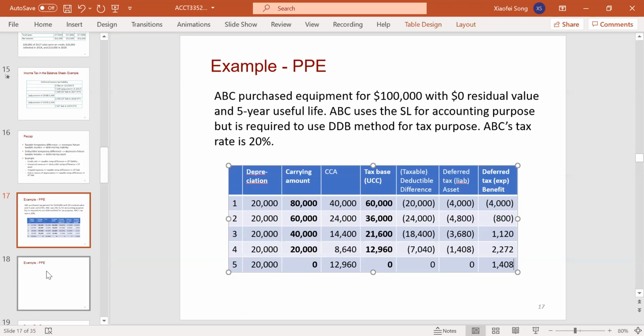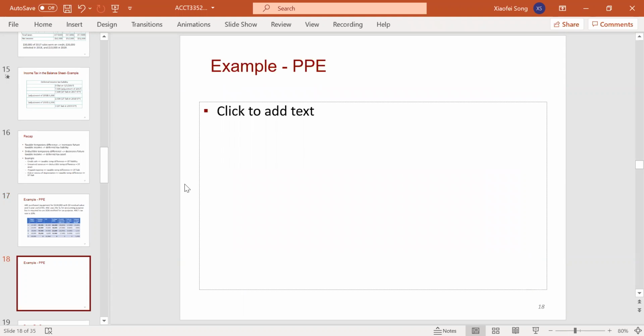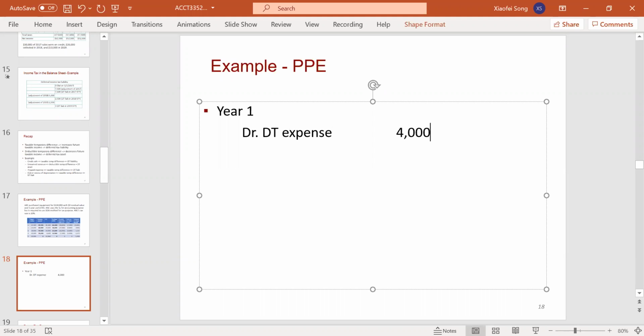Okay, so let me just do a couple of journal entries we talked about, right? So for year 1, we debit deferred tax expense of 4,000, and we credit deferred tax liability. So the liability went from 0 to 4,000.